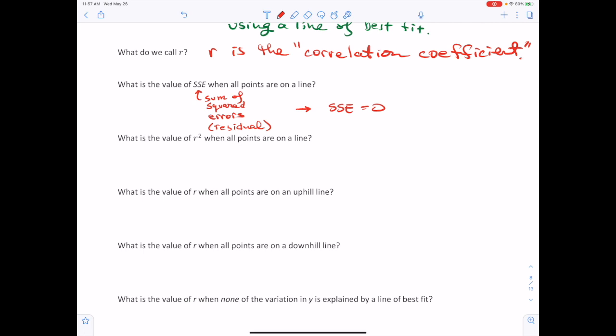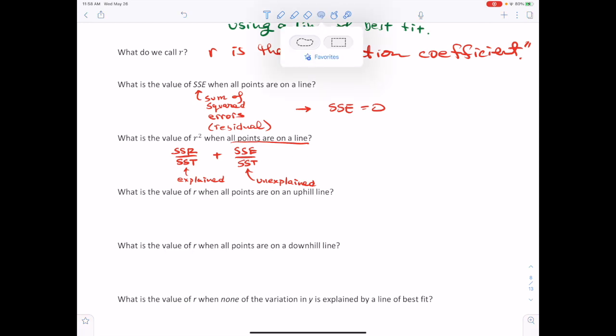Okay. Now, don't forget that SSR over SST, that's the explained proportion, plus SSE over SST is the unexplained proportion. And we've said this is going to be 0 if all points are on the line. Okay, so we can say the unexplained proportion is 0 here.